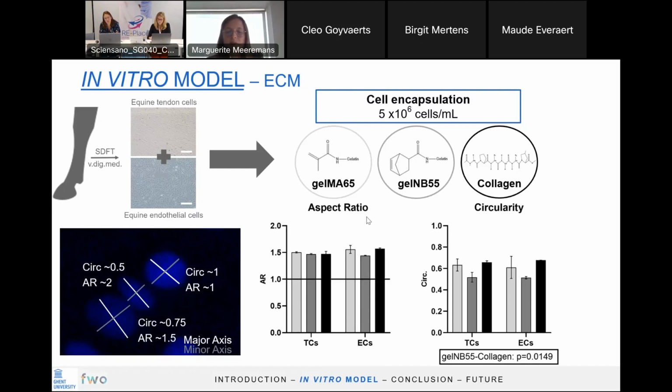So regarding aspect ratio, there were not many differences observed. However, in circularity, we see a much lower circularity in the gelatin norbornene in comparison to the collagen. So the cells were more elongated in the gelatin norbornene.